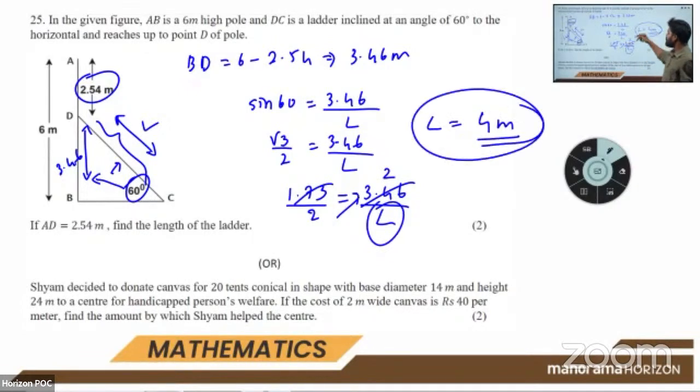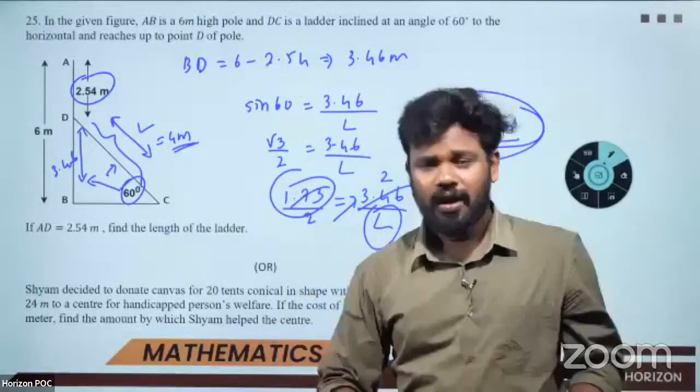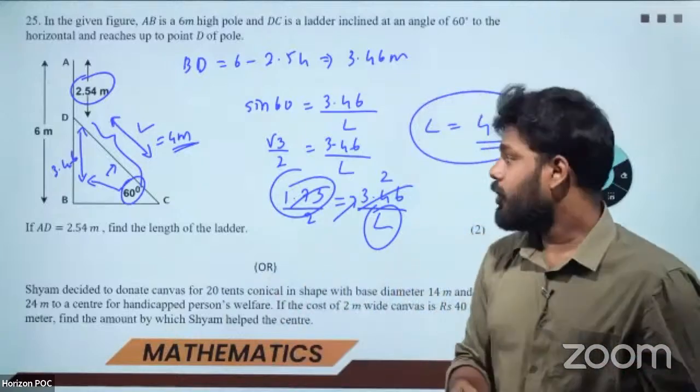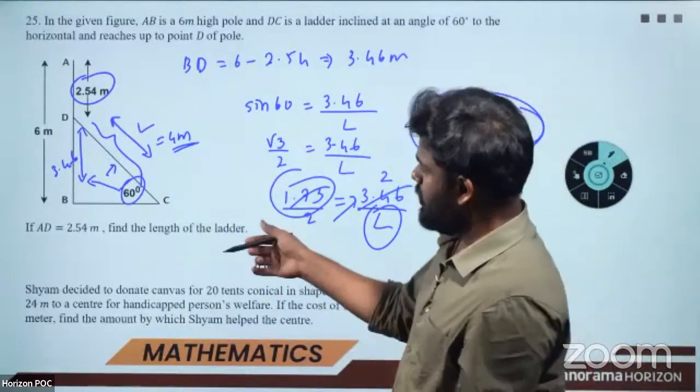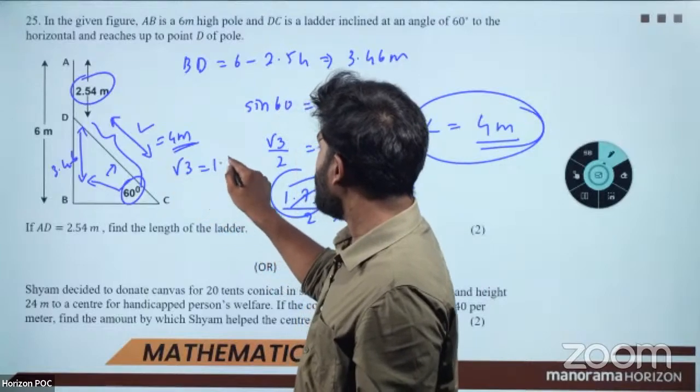So what will be the length of the ladder? It will be 4 meter. Approximately, because I have taken root 3 as 1.73. It has more decimal places also. So I have to approximate and write it as 4 meter. Okay.